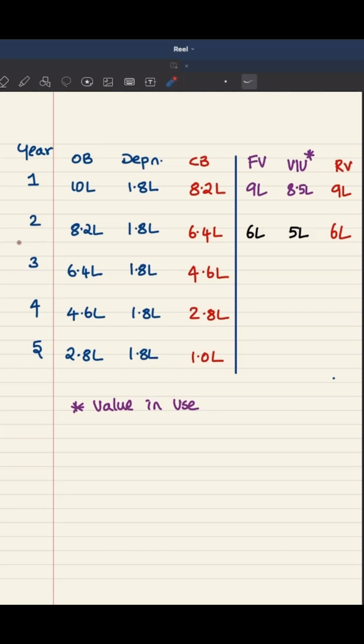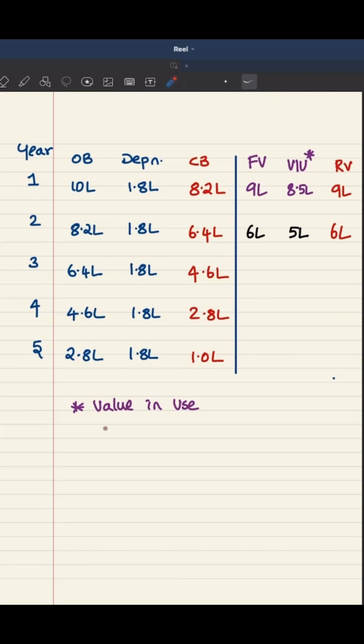Okay. So here if you look at year 2, the carrying amount is 6.4 lakh, but if you try to sell that machinery in the market, it is expected to fetch only 6 lakh. And if you compare that with the previous year, it's a drastic fall. From 9 lakh, it has come down to 6 lakh. And if you compare it with the carrying amount, again it is lesser. So this gives us there is a issue, or this indicates that there is going to be an impairment.